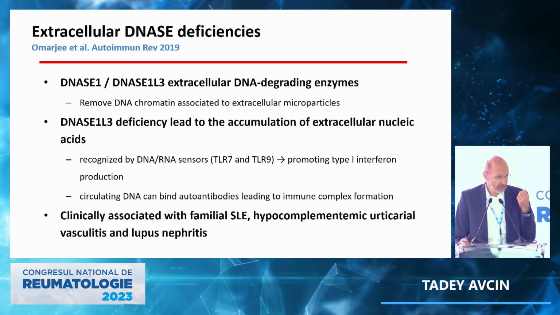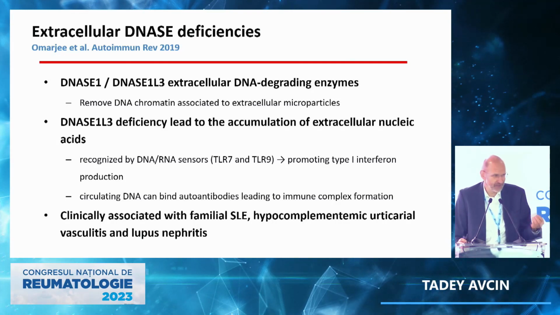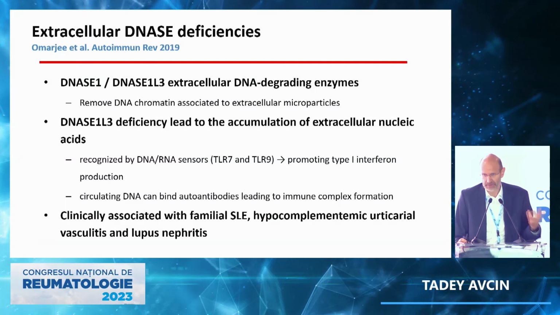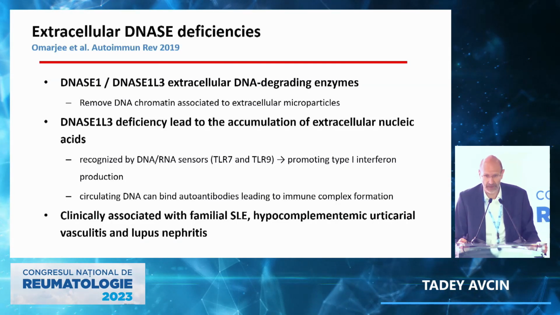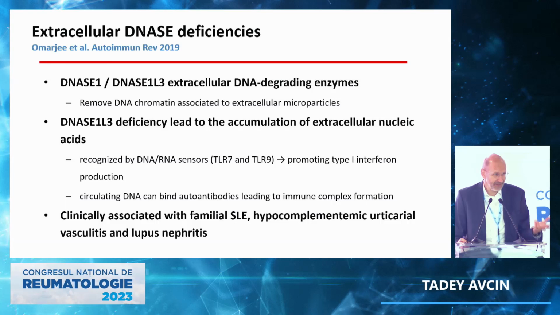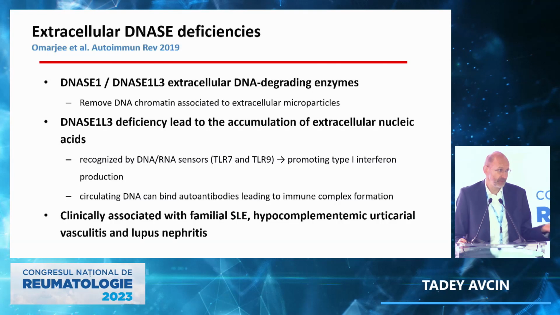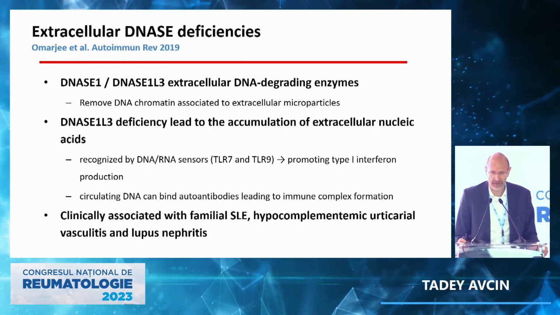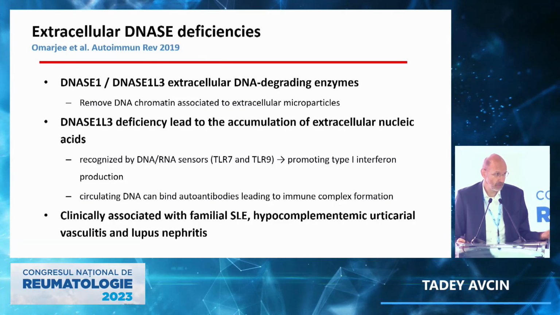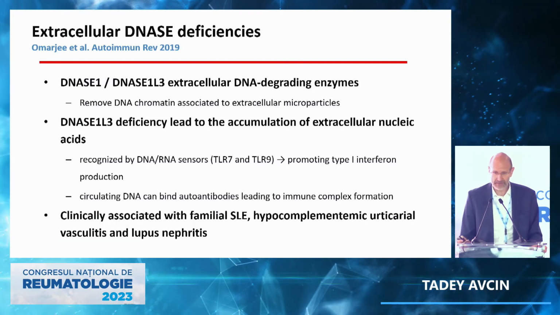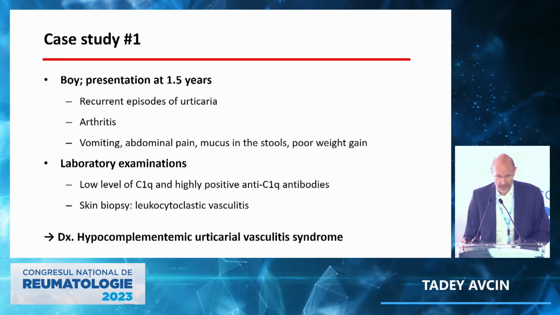And if you have a defect in apoptotic mechanisms, you would have an accumulation of free circulating DNA that would cause the production of antibodies against this DNA, so you will have positive anti-DNA antibodies. And this free DNA would be sensed by our endogenous nucleic acid sensors that are receptors involved in interferon signaling. So you would have promotion of interferon signaling and interferon production if you have a defect in apoptosis. Clinically, this is associated with hypocomplementemic urticarial vasculitis and lupus nephritis. I would like to present one of our cases.